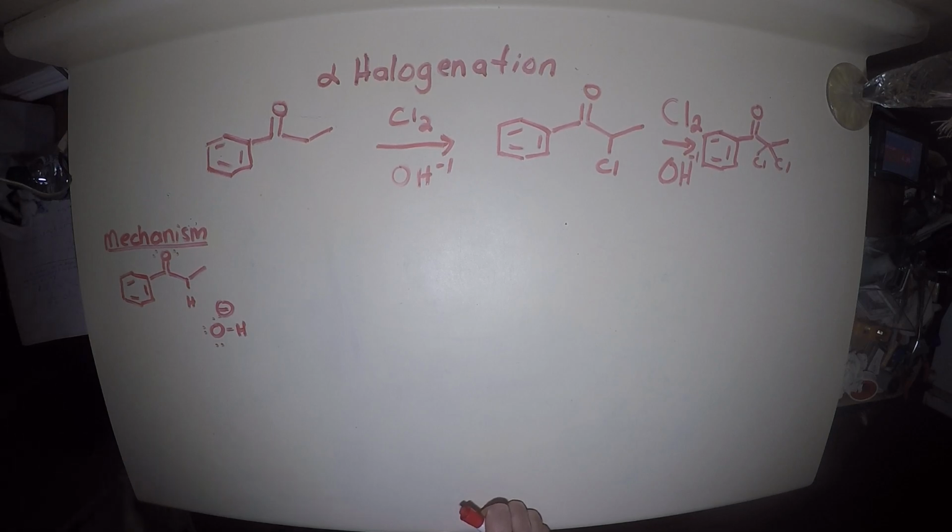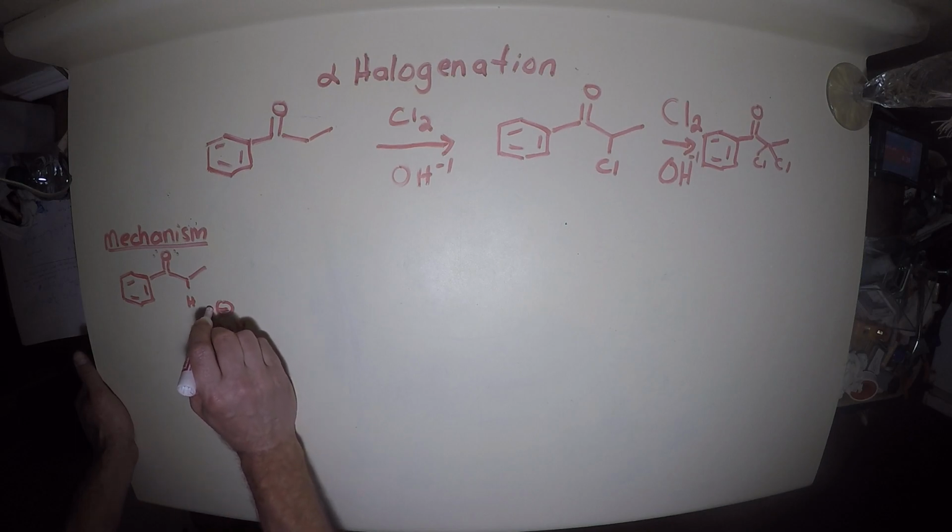Alpha halogenation is a way that we can use enols and enolates and react them with halogens, either in the presence of base or acid. And the net result would be to place one or more halogens on the alpha position, alpha to the carbonyl. The base catalyzed version mechanistically goes something like this.